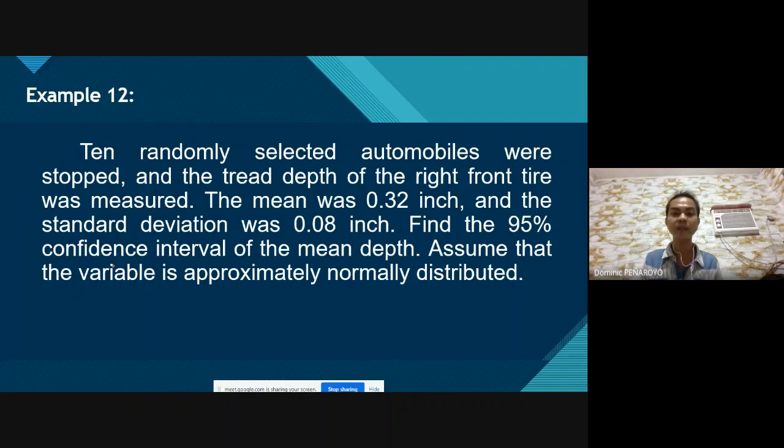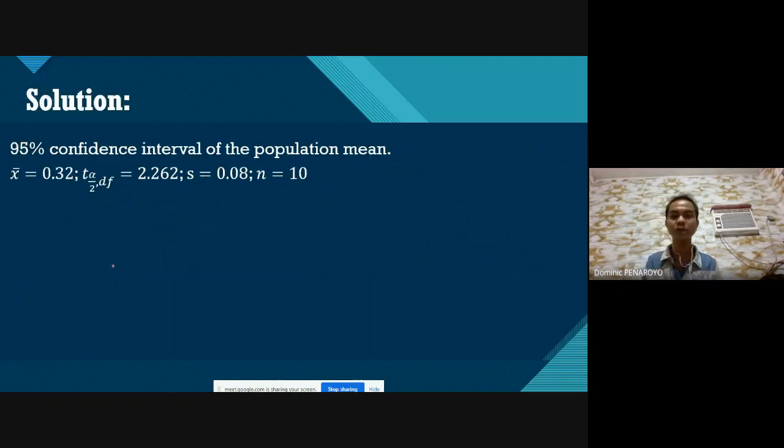Okay, so please take note of our given. Our sample size is 10. Our mean is 0.32 and the standard deviation is 0.08. So what we only need is the t-value. It is a 95% confidence interval, so for alpha, that's 0.05 divided by 2, which is 0.025. That's for the one tail. And our degrees of freedom is 9. So the intersection of that is 2.262. If you check that on your table, the t-value is 2.262.